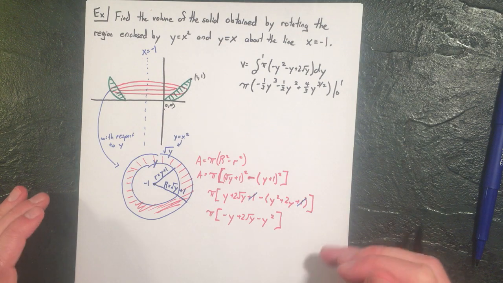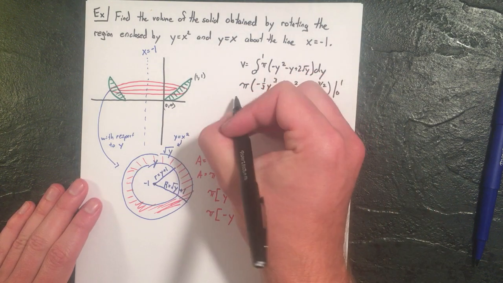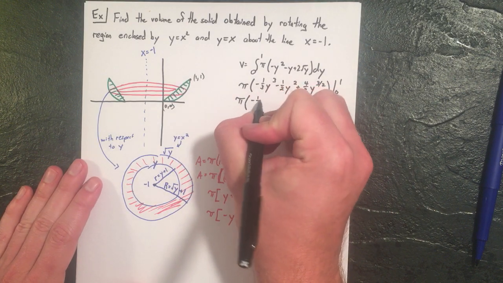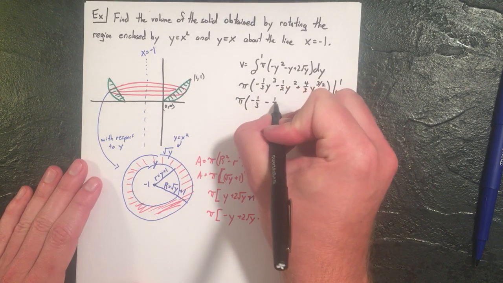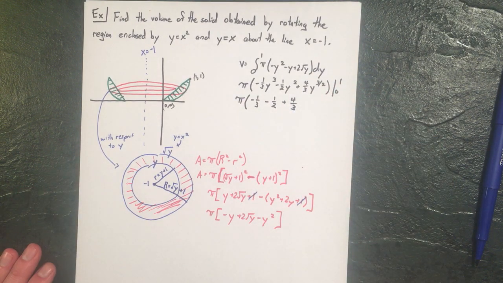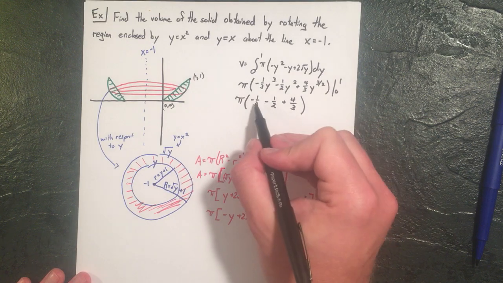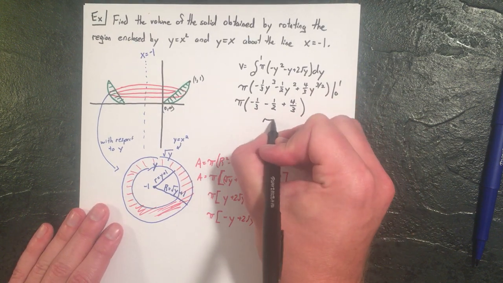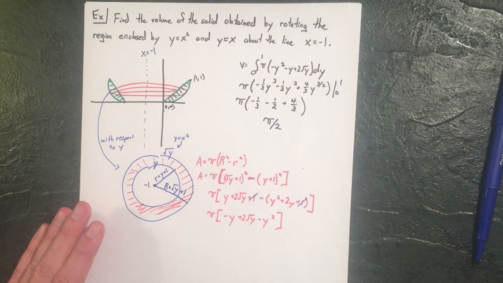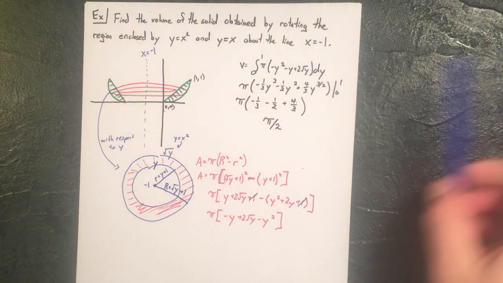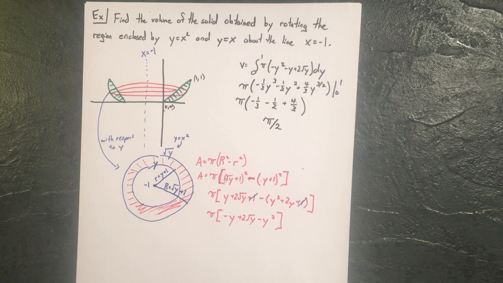Great. I haven't made any mistakes yet. At this point, 1 and 0, the zeros go away. That's really nice. So -1/3 minus 1/2 plus 4/3. We can see -1/3, that gets us 1 here. 1 minus 1/2 is 1/2. So pi/2 is the volume that we're looking for here. Great. Okay, so we finished up this section.